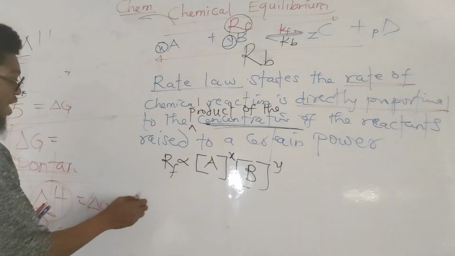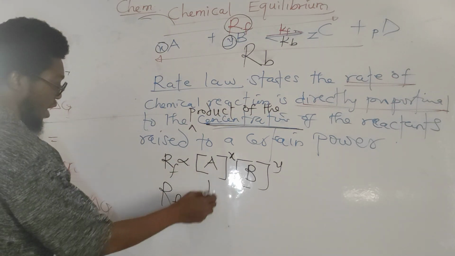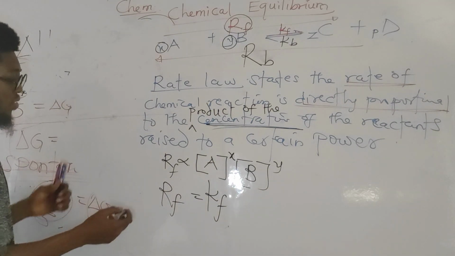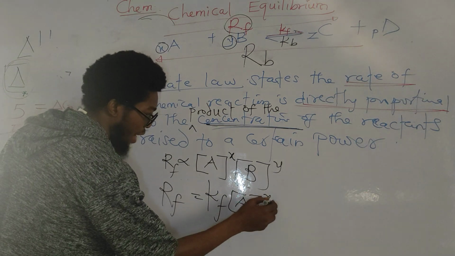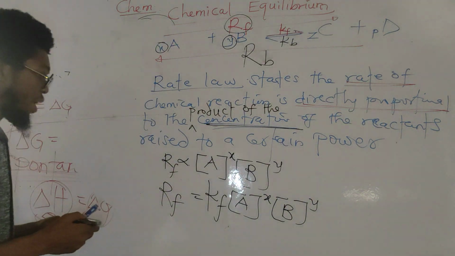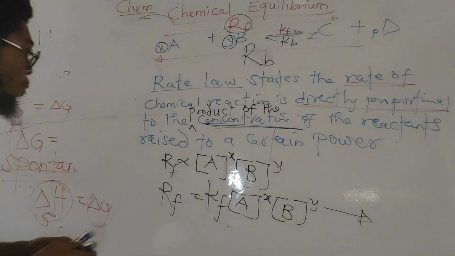I can now clearly say that my rate of forward reaction equals, I want to introduce my constant, the special constant called the rate constant for the forward reaction, Kf. So what will I have here? A, I'll put X, then B, then I'll put Y. So this is the expression for the rate of the forward reaction.